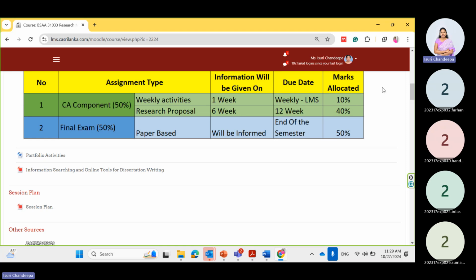On the other hand, the development of the research proposal is not similar to the other assignments. This is fully academic writing.